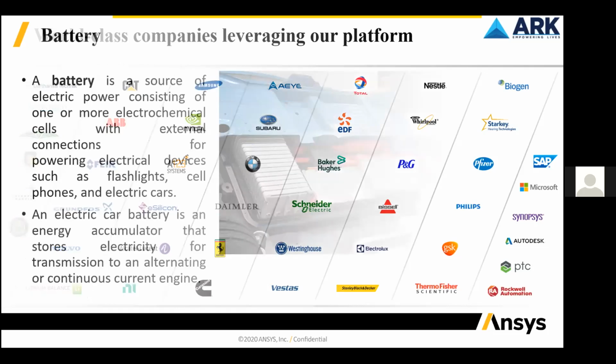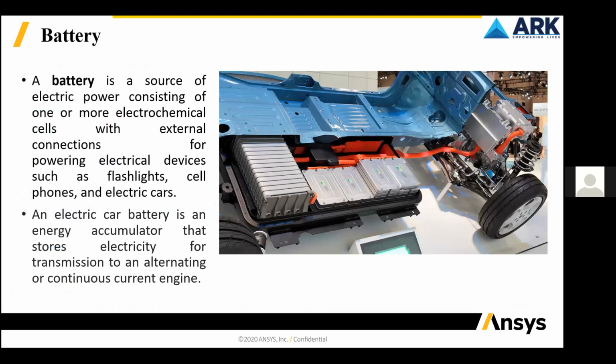Then first of all, what is a battery? A battery is a source of electric power consisting of one or more electrochemical cells with external connections for powering an electrical device, depending on the device or requirement. In this picture, you can see an EV, and this is the part where the battery cells will be mounted, on both sides.